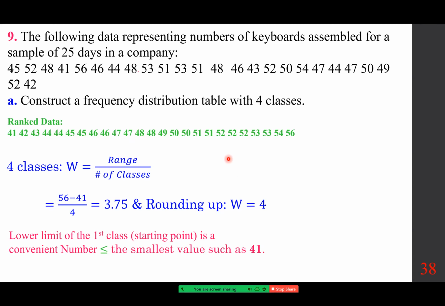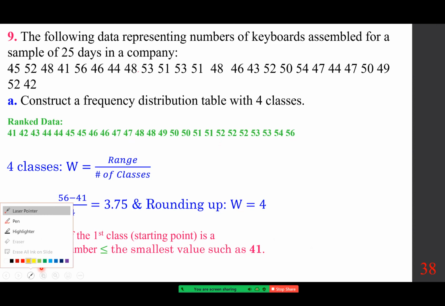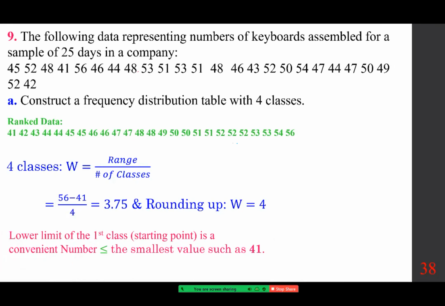So if you start with 41, for example, since the width is 4, if you go down, the next one, 41 plus 4, is 45. The next one is 49, and so on and so forth. But what number goes here? Remember, here's the upper limit of the first class. And if you recall, the width was defined as upper limit minus lower limit plus 1 unit.